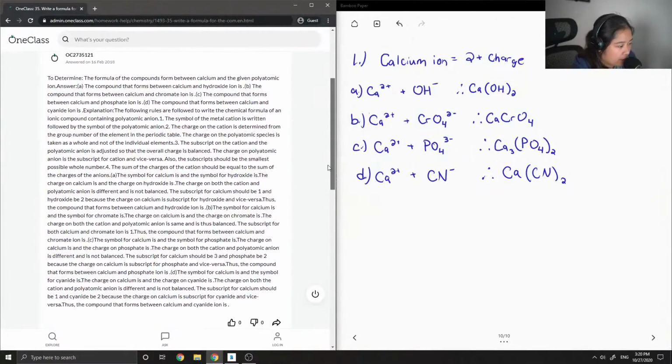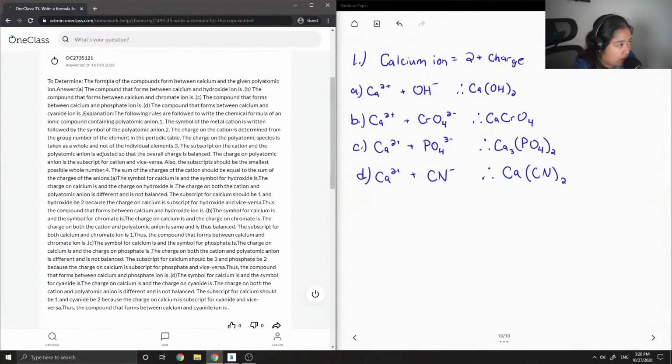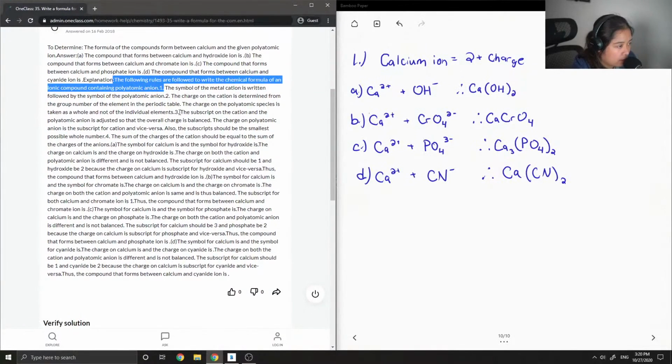It looks very long. The formula of the compounds formed between calcium and the given polyatomic ion. It doesn't look like they actually wrote down the answer. They just have the rules, which is like, this is all correct, but they don't actually write down any of the answers. It kind of looks like a fill in the blank kind of thing.